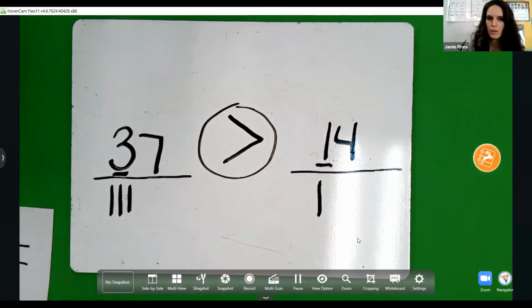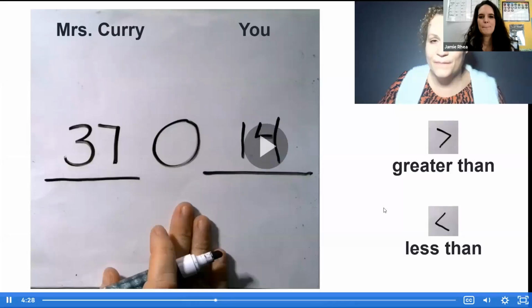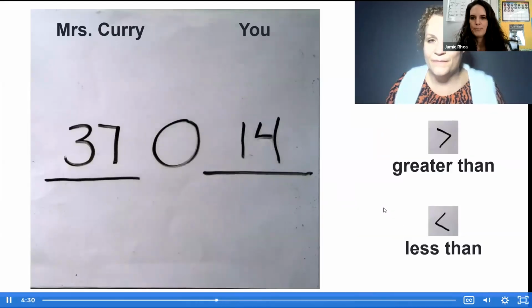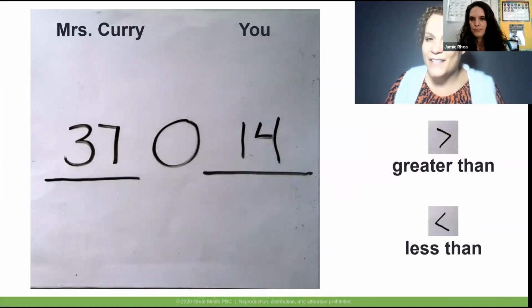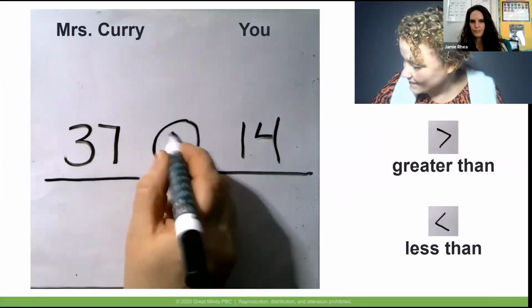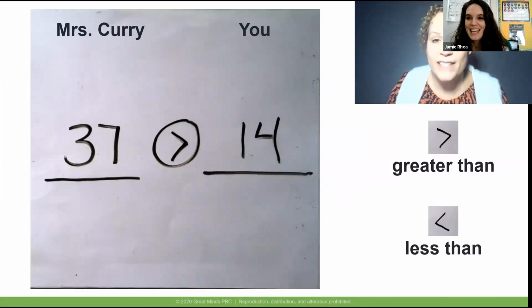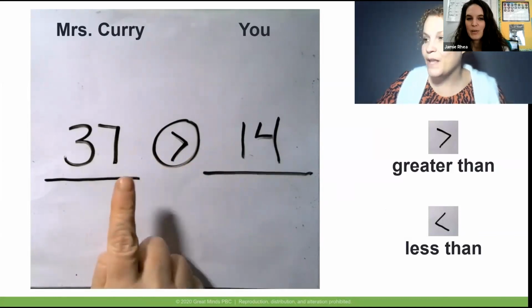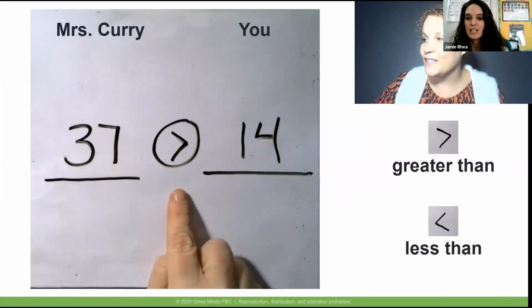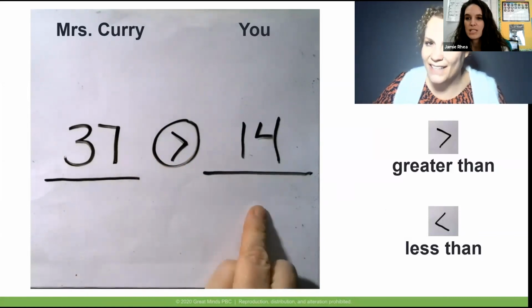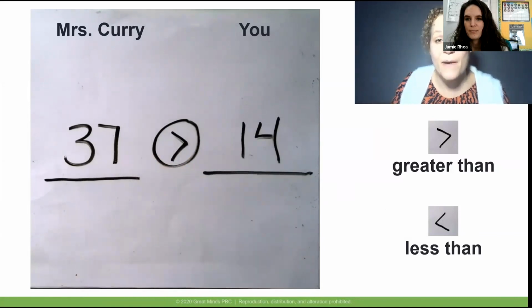Okay. So let's see if we were right. You should have the greater than sign. Yay. Let's read this number sentence together. Here we go. 37 is greater than 14. If this was part of the game, I would get a point.